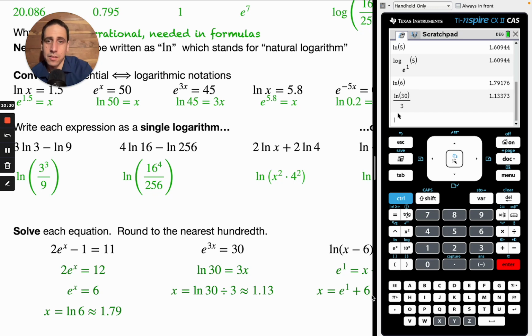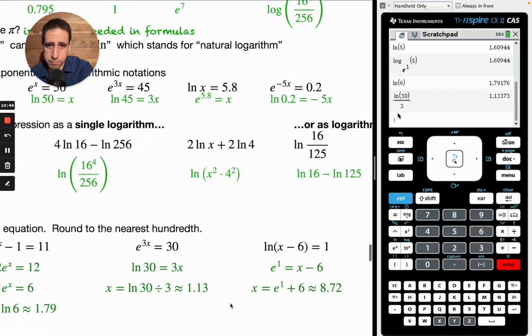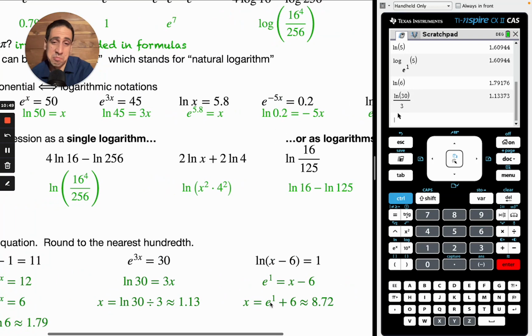You'll note that as terrible as the Mac OS calculator app is, it does have a natural log button. So the natural log button is there. And on the alex.com calculator, it's also there as well. So that's good news.